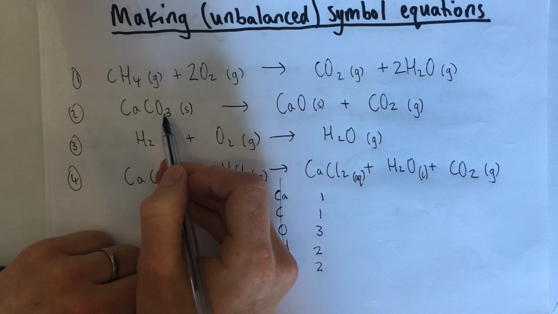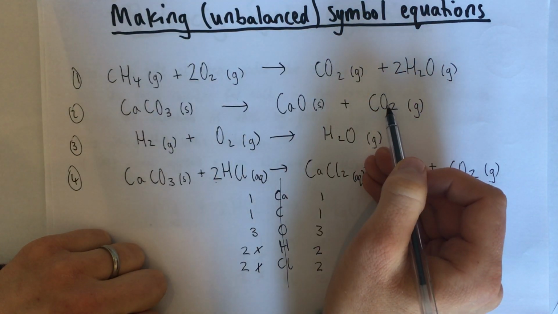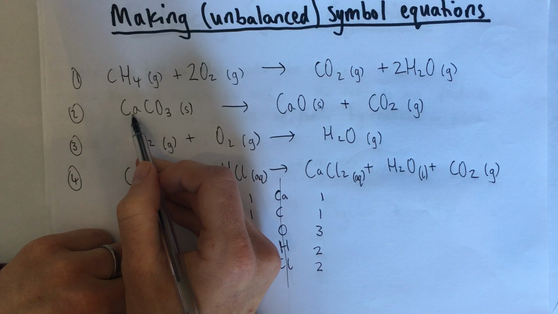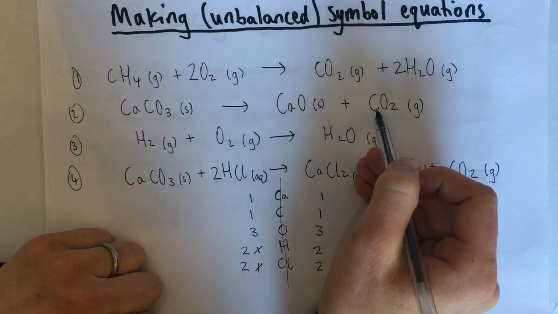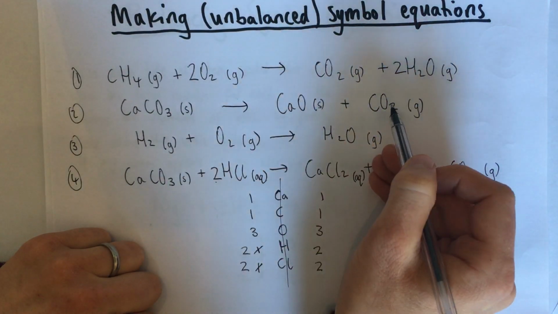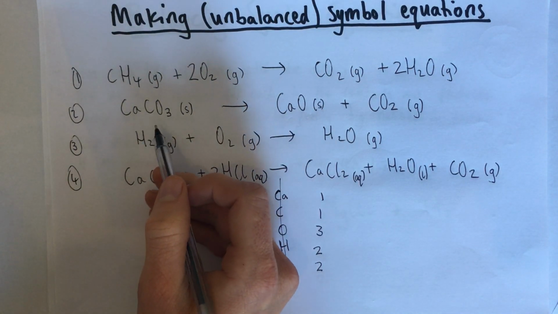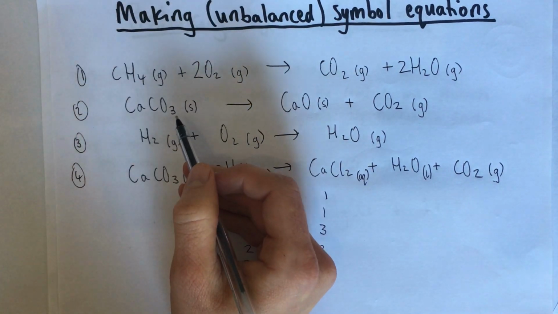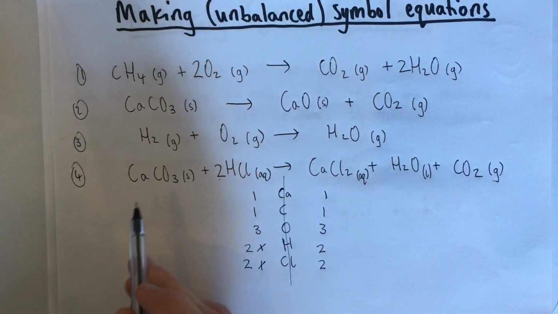This is calcium carbonate breaking down to make calcium oxide and carbon dioxide. 1 calcium atom goes to 1 calcium atom, that's good. 1 carbon atom goes to 1 carbon atom, that's good. 3 oxygen atoms go to 1, 2, 3 oxygen atoms. That one is already balanced. I didn't need to do anything to it. So not all equations need you to balance them. There are a few that are already balanced.